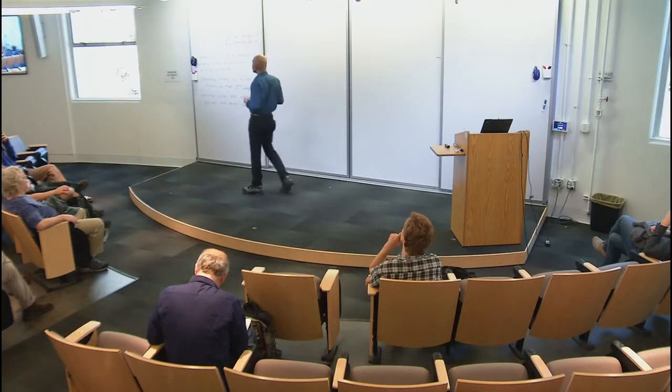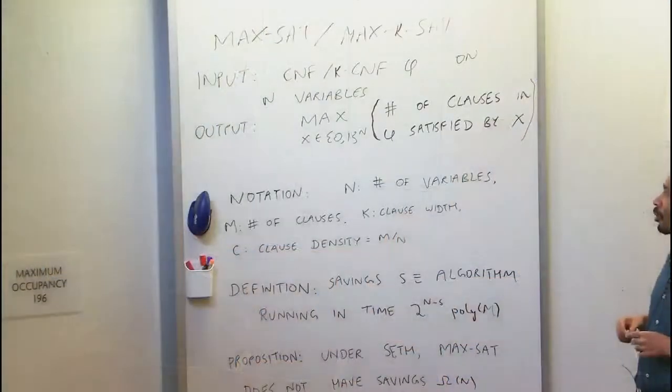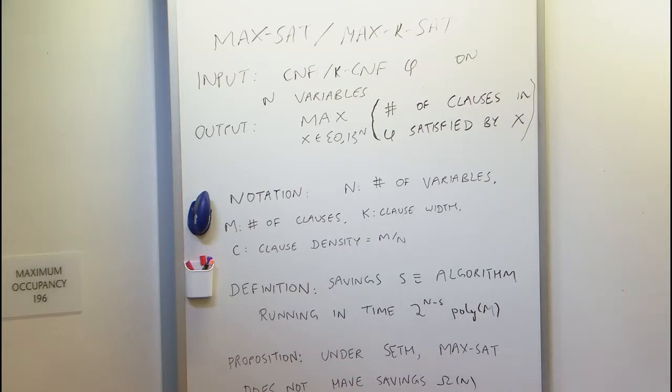So the max-sat problem, and then the special case of it, which is the max-k-sat problem. You're given as input a CNF or a k-CNF on n variables. And you're asking for the maximum number of satisfiable clauses in the formula. Of course, you could also have a decision version of this where you're given an additional parameter, say r, and you're asked if there are at least r clauses that are satisfiable. But these two problems are polynomial time equivalent. So we'll be considering this version through the talk.